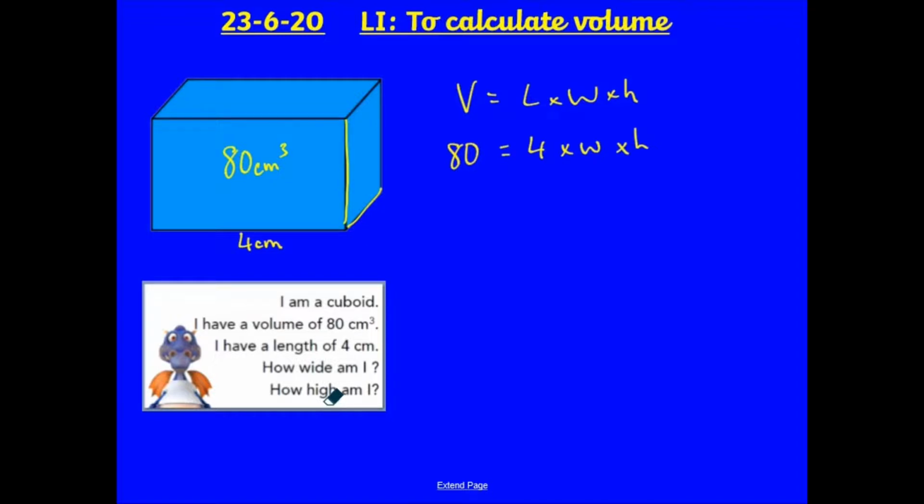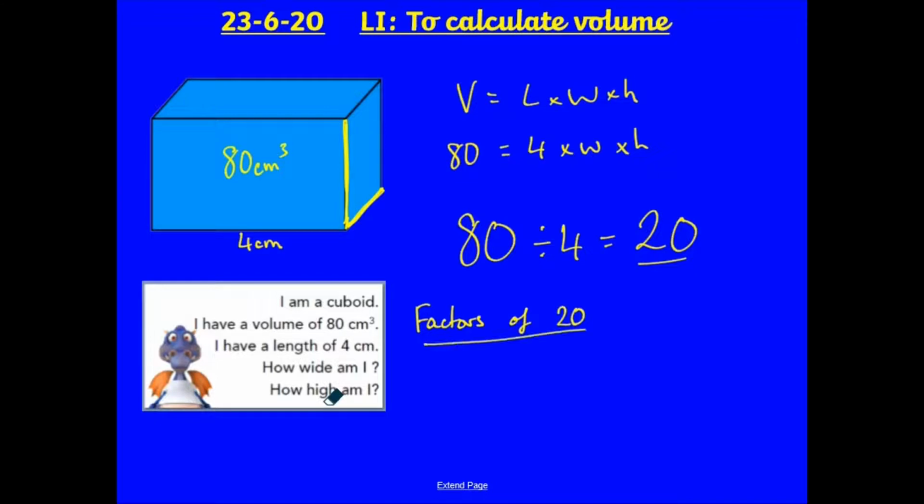So the easiest way to tackle this is to do 80 divided by 4. 80 divided by 4 gives you 20. So these two sides must multiply together to make 20. And that's where you're going to use your factors. What are the factors of 20? Well, the factors of 20 are 20 and 1. They are 10 and 2. And 5 and 4. They're the factors of 20.